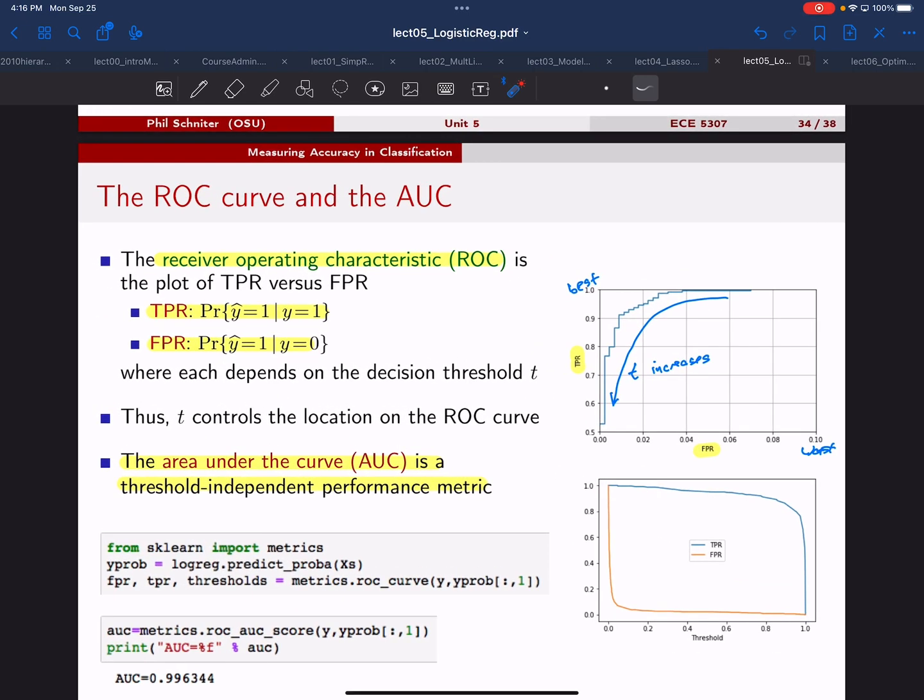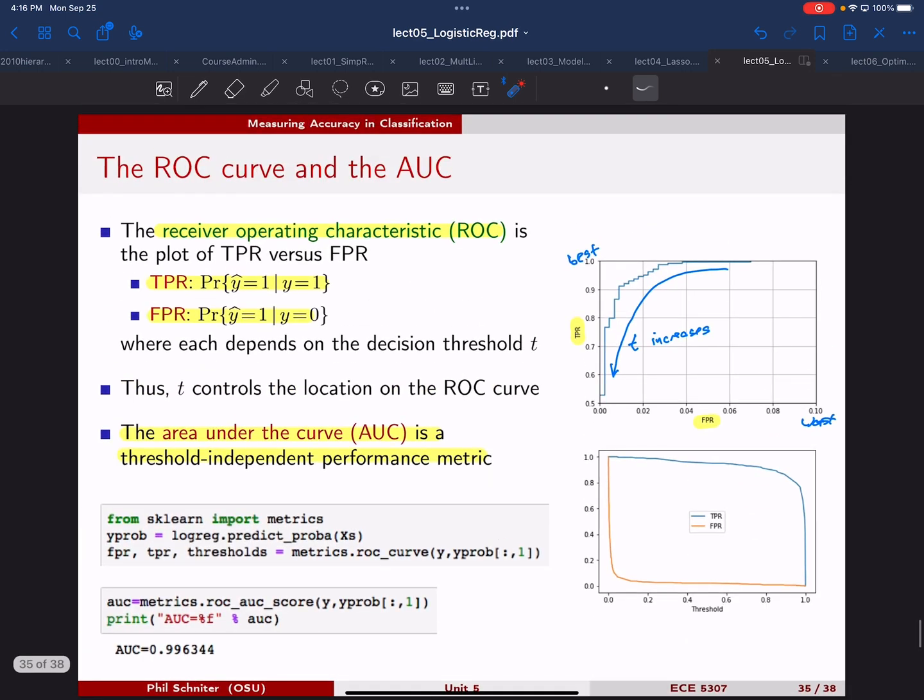Okay, and then we talked about how to do that in sklearn. Okay, so any questions on any of those concepts? Okay, so that's all for binary classification.